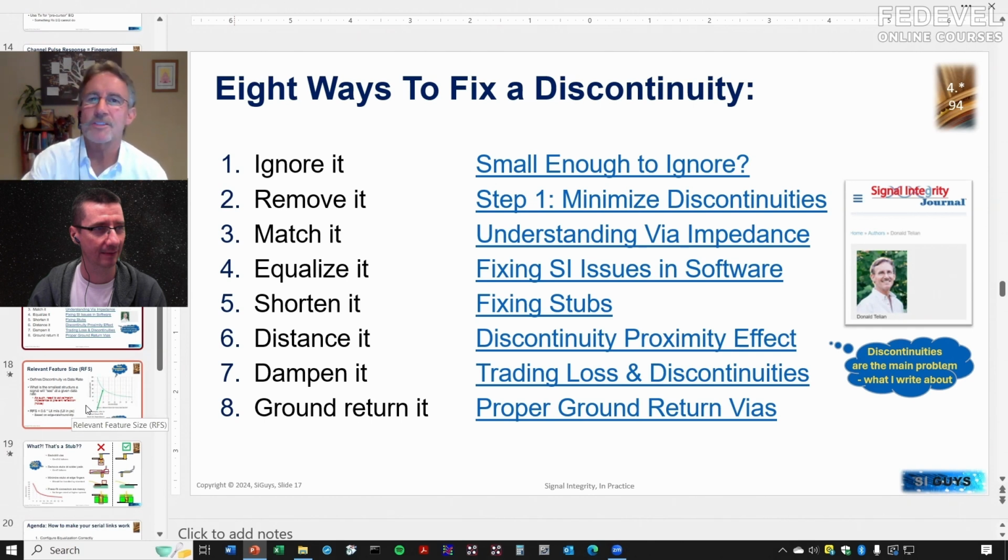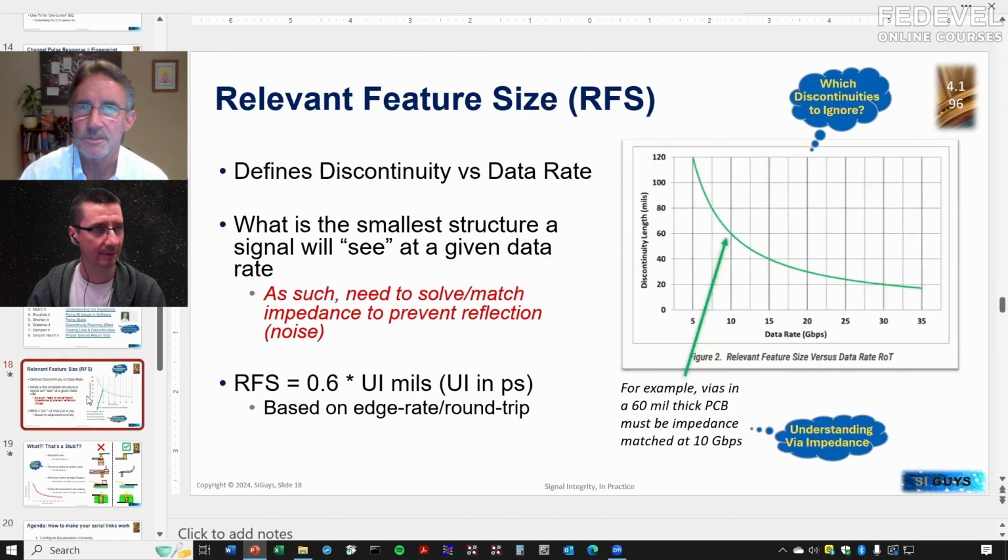And so I've put all this online just because, again, this is where the issues are. So here's a fun little chart, and this was captured where we began, for the different data rates. It's important to realize that the size of the feature, the size of whatever it is in your PCB, may or may not be a discontinuity.